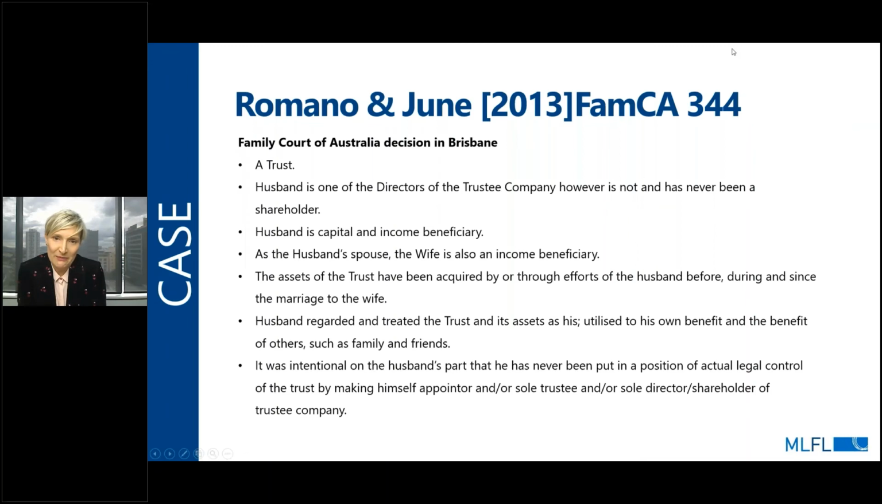He's a capital and income beneficiary. And as the husband's spouse, again, just going back to often these trust deeds are drafted such that spouse is a class of beneficiary. The wife is also an income beneficiary. The assets of the trust have been acquired by or through the efforts of the husband before, during and since the marriage to the wife. And the husband regarded and treated the trust and its assets as his, utilised to his own benefit and the benefit of others such as family and friends.